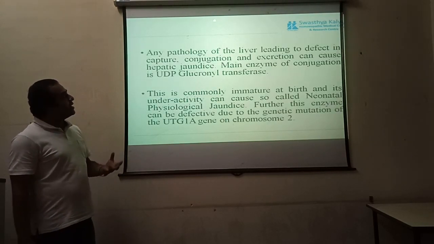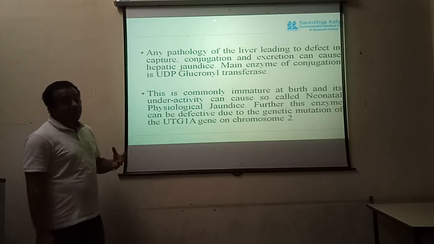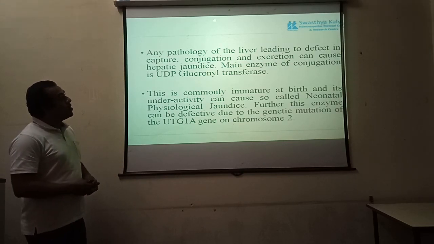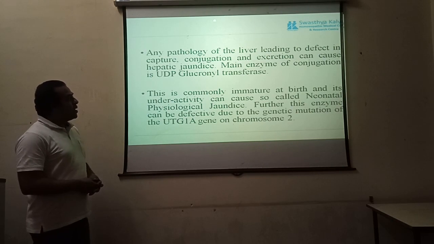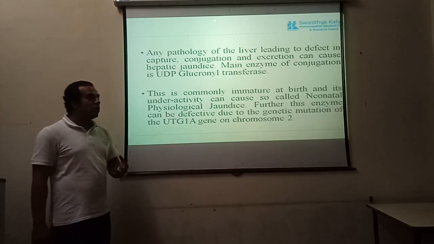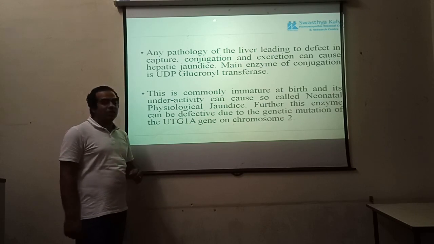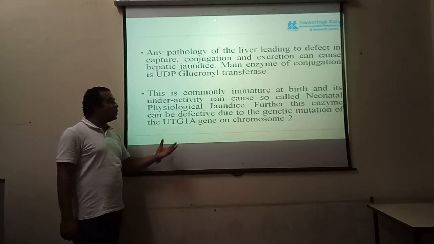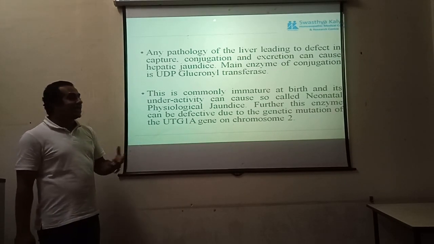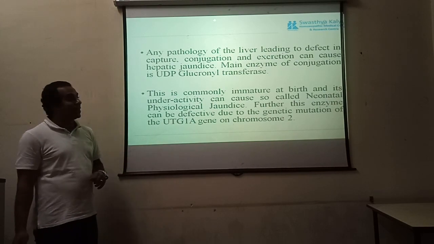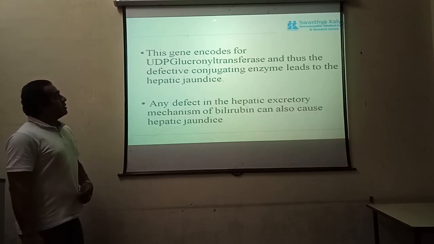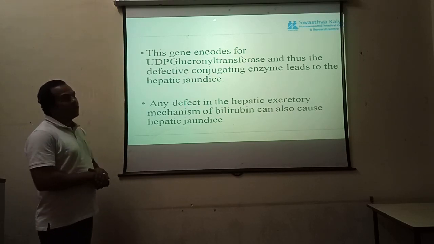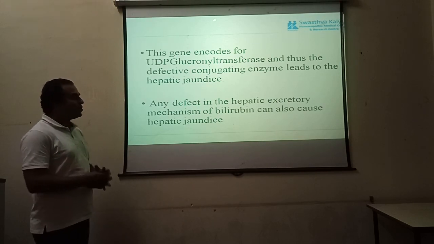Any pathology of the liver leading to a defect in conjugation, which is basically done by the enzyme UDP glucuronide transferase, will cause hepatic jaundice. It is very common in neonates, or newly born children, and it is termed physiological jaundice. Further, this enzyme can be defectively produced because there is some mutation or change in the gene which codes for this particular enzyme, UDP glucuronide transferase, and thus defective conjugation enzymes lead to hepatic jaundice.